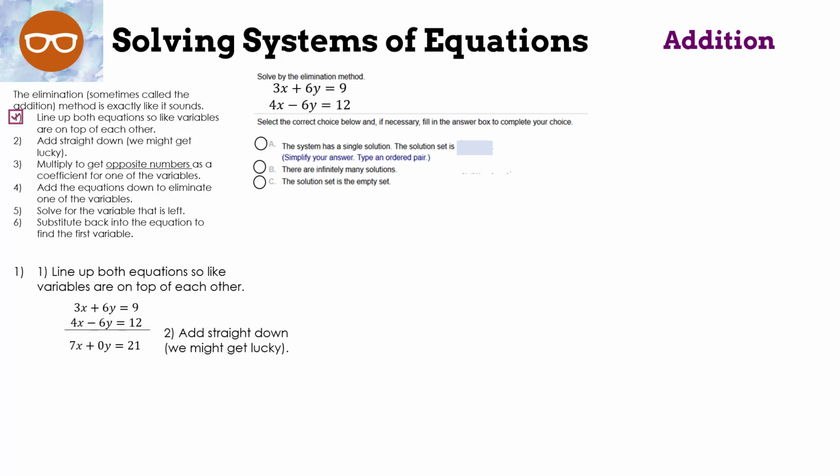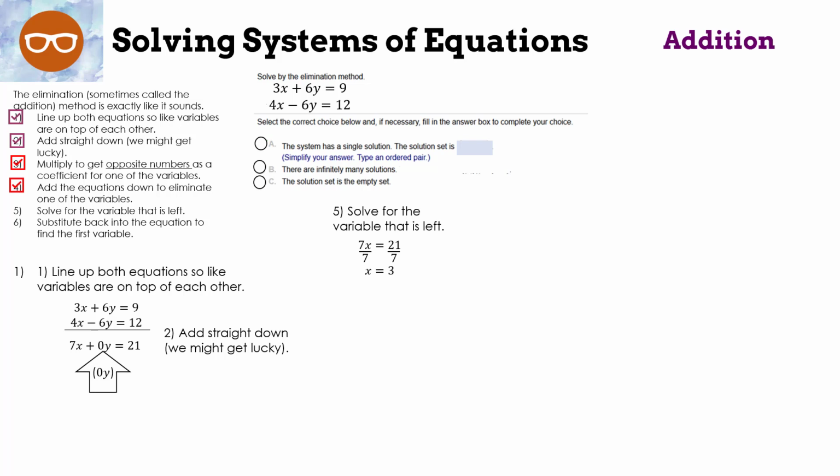We got lucky, because what we want is a 0y. Why do we want that? Well, because 0 times anything is 0, and we can go straight to solving for x. We don't need to multiply anything. We don't need to add down to eliminate. Nope, we go right to solving for the variable by itself. We have 7x equals 21, divide by 7, and x equals 3.